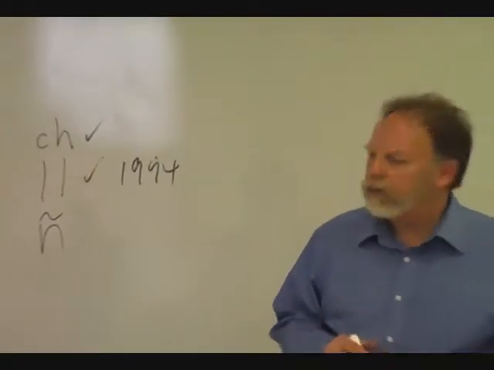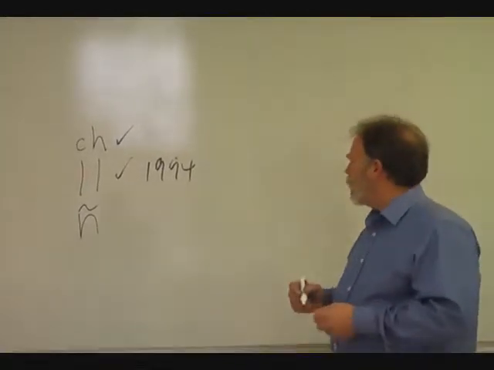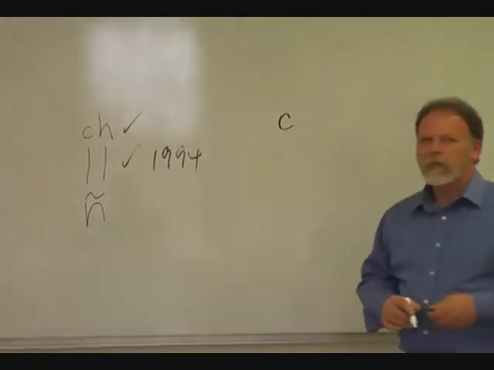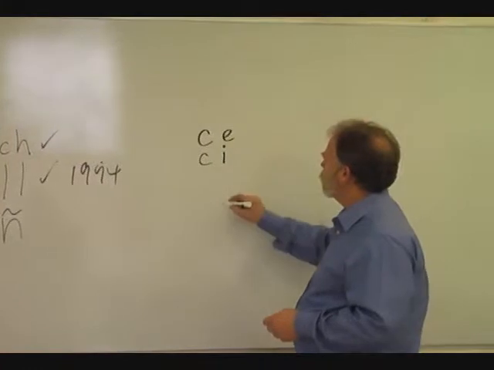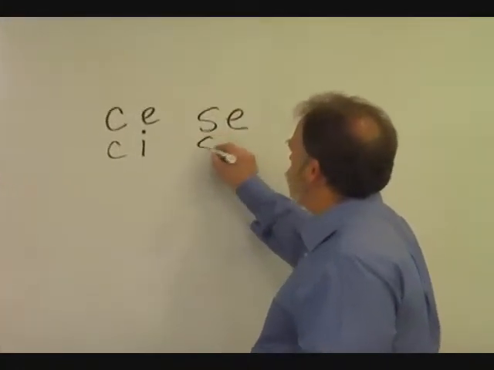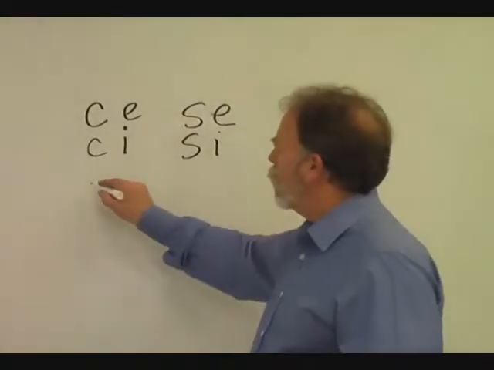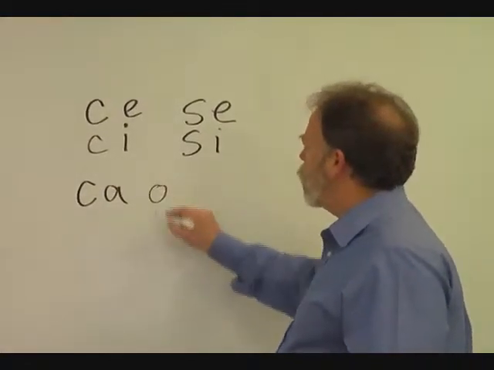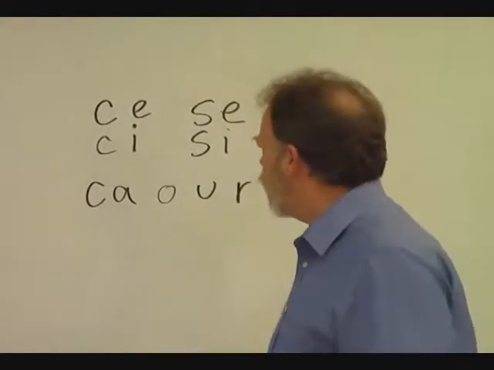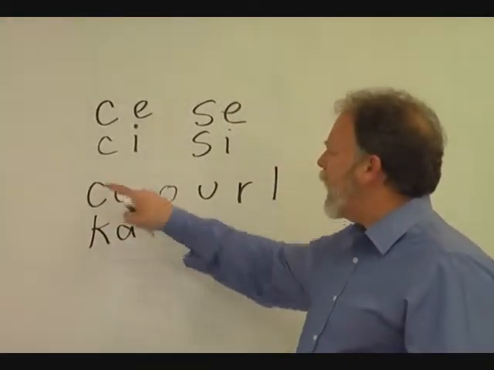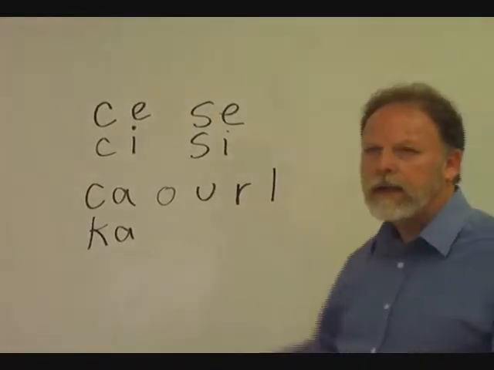There are a number of letters that have different pronunciations than what we find in English. The letter C has a hard sound and a soft sound. When a C is followed by E or I, it sounds like S: se, si. But when a C is followed by an A, an O, a U, an R, an L, then the C has a K sound, and it sounds like ka, ko, ku, kru, or kla, klase.